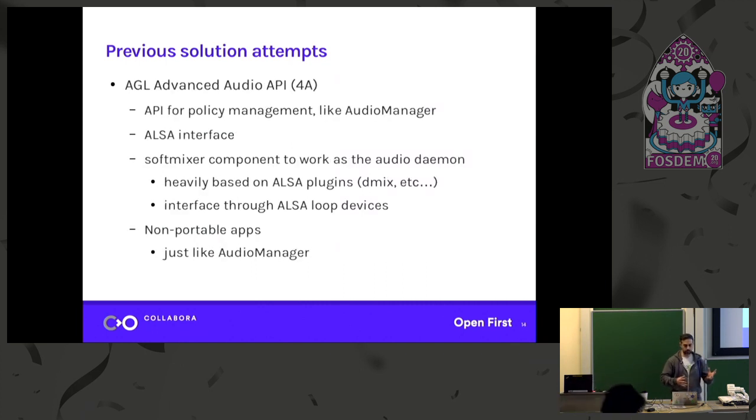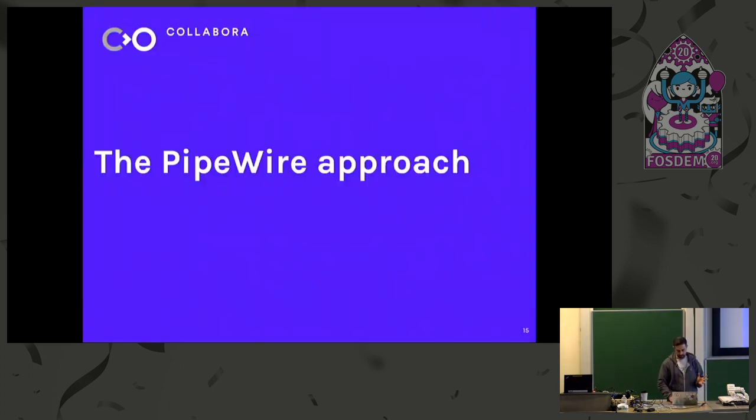And then in AGL, we also had another API called 4A, which tried to solve some of these issues of Audio Manager, but didn't succeed in addressing all of them, and people still didn't like it so much. So then there was PipeWire. What is PipeWire doing differently to address these issues?